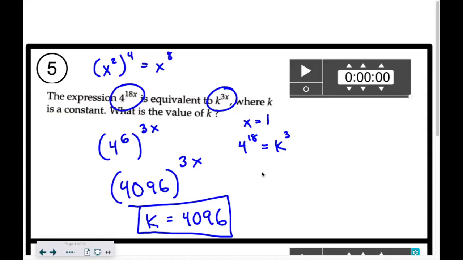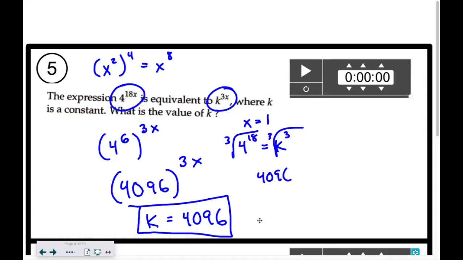And if you were to do it in the calculator, you could just do 4 to the 18th, which is just some huge number in scientific notation, but the calculator will do it. And then you're just doing the cube root of both sides. That's how you would get k by itself. So if you do the cube root of that answer, it does bring you back to 4096.